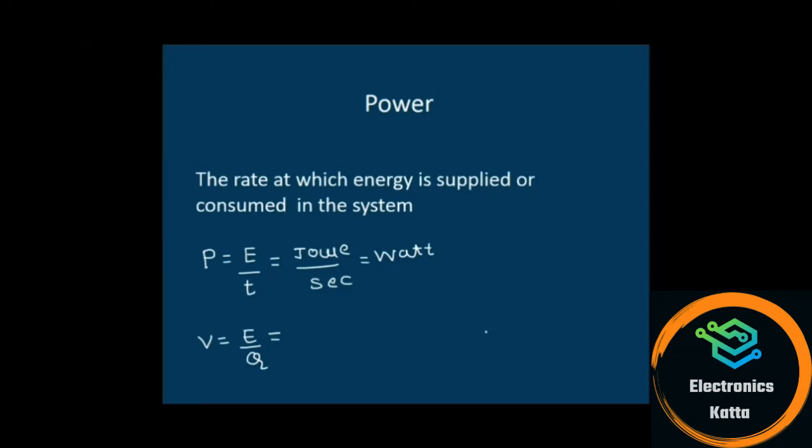And the current I can be defined as the rate at which electrical charge is moving from one reference point, that is Q divided by T. Now, as we were talking about the power, P is equal to E by T. So let's understand the concept of power by taking one simple example.